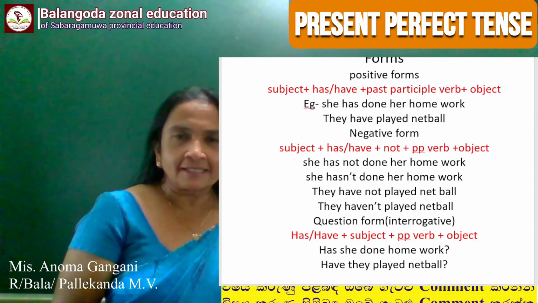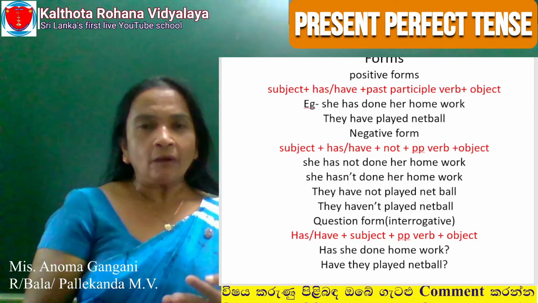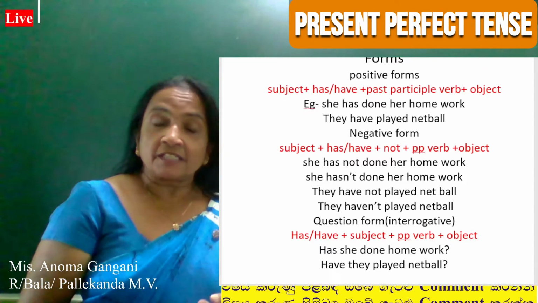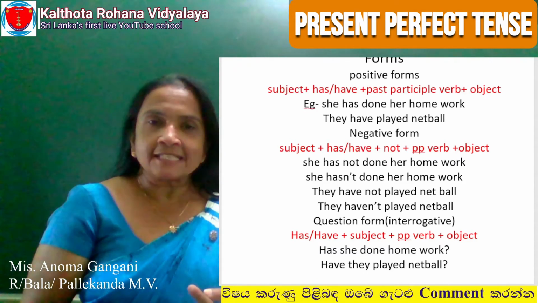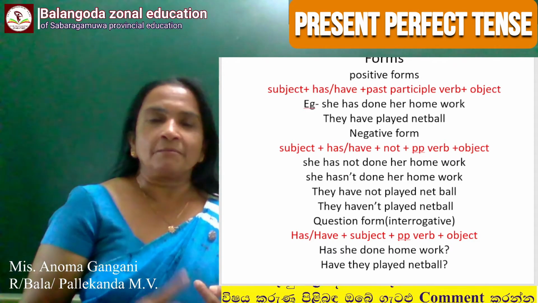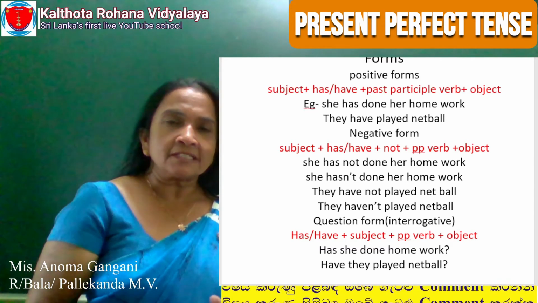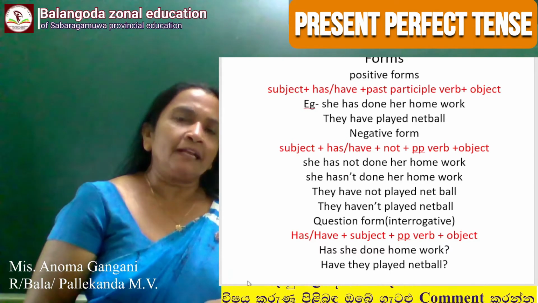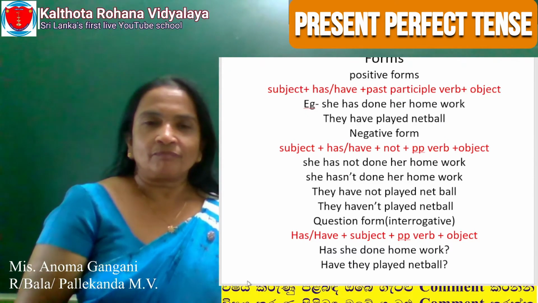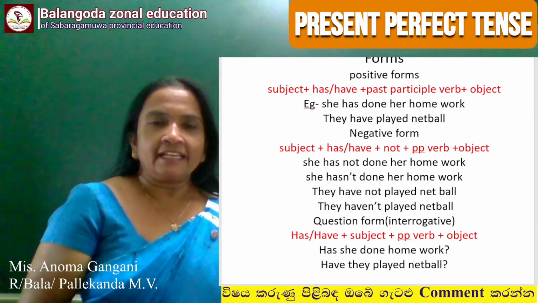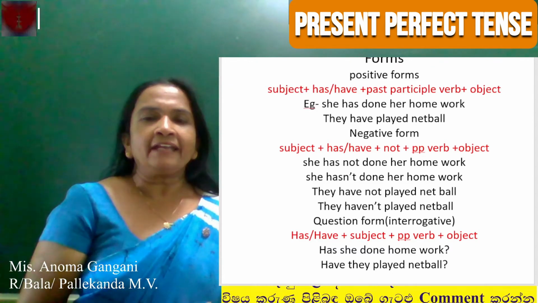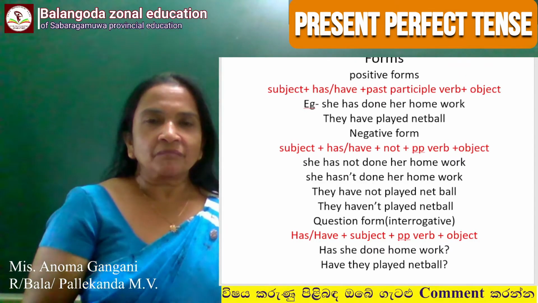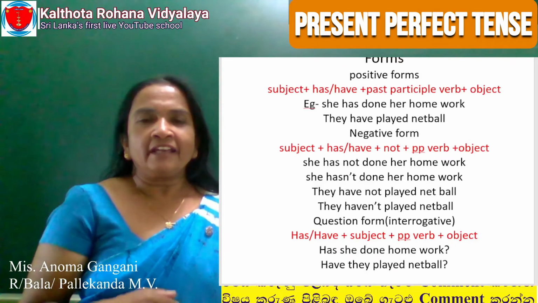Positive forms. Structure is there: subject plus has or have according to the subject. We use has or have. Past participle verb plus object. Did you understand that one, my dear? Yes. You see? Structure: subject plus has or have. We use has or have according to the subject. If the subject is singular, we use has. Subject plural, we use have. Right? Past participle verb plus object. Example: she has done her homework. They have played netball. Did you understand that one? She has done her homework. They have played netball.